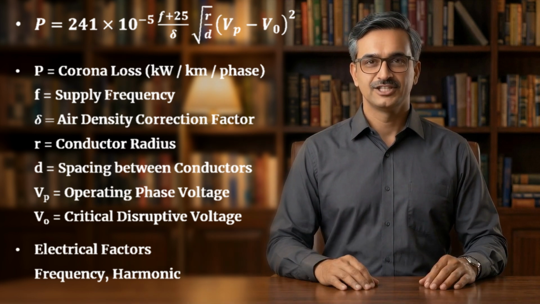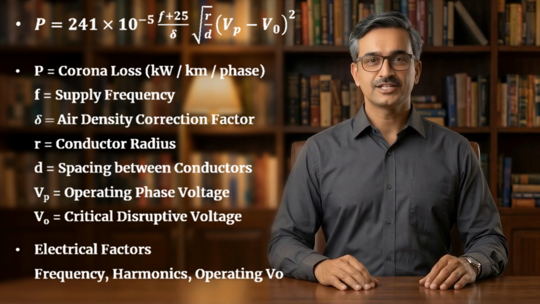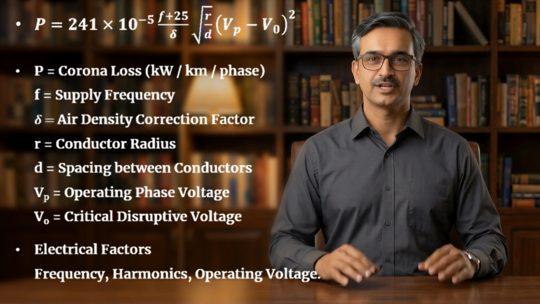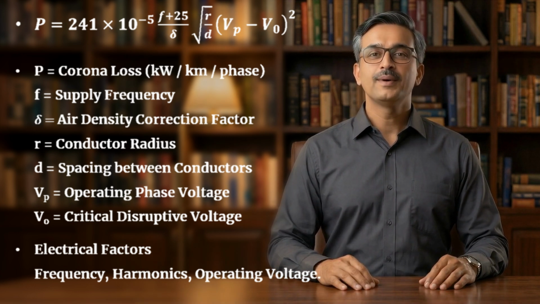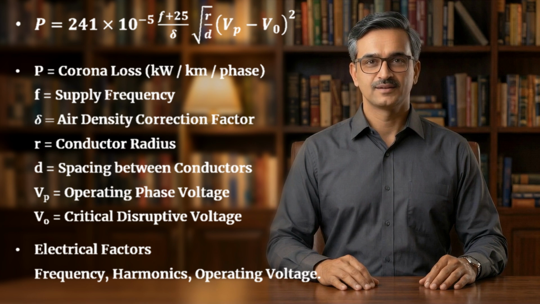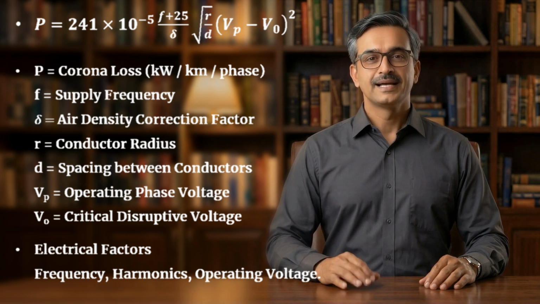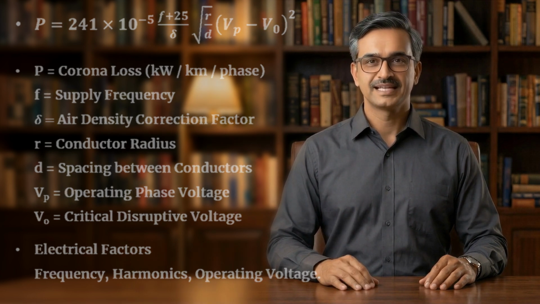Another important electrical factor is operating voltage. Corona starts only when operating voltage exceeds the critical disruptive voltage. After that point, if operating voltage increases further, corona loss increases very rapidly because the term (Vp minus V0) whole squared becomes large. Now let us move to atmospheric factors.